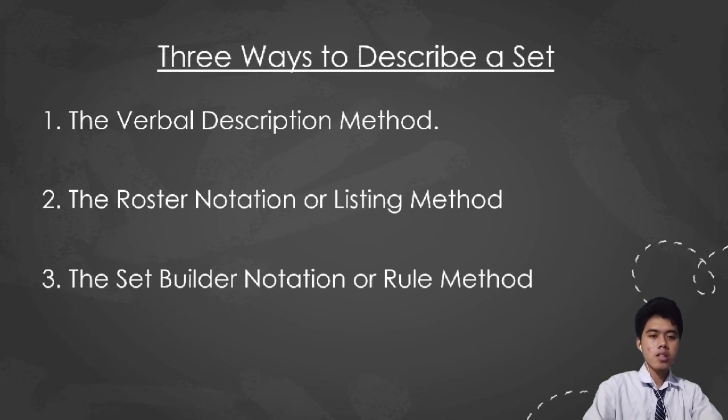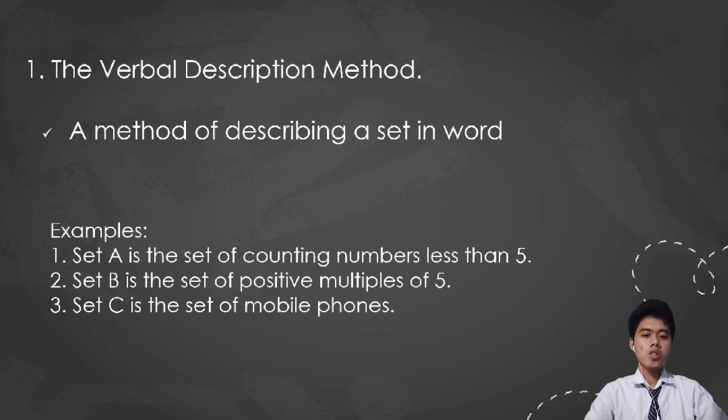So, next one is we will discuss 3 ways to describe a set. So, didiscuss natin yung 3 ways kung paano ba i-describe ang isang set. So, number 1 is the verbal description method. Number 2, the Roster Notation or listing method. And number 3, the set builder notation or rule method. So, first one is the verbal description method. It is a method of describing a set in a word.